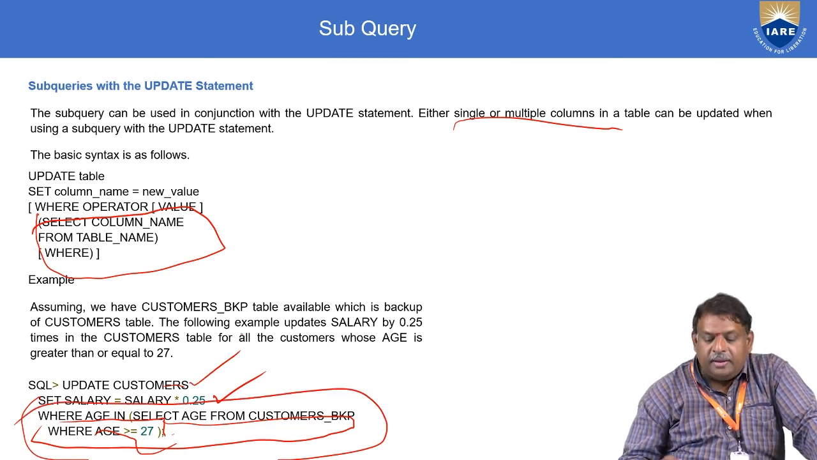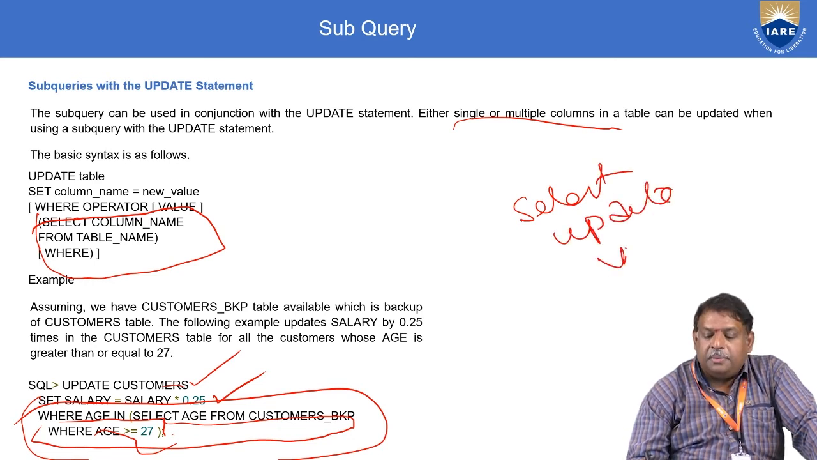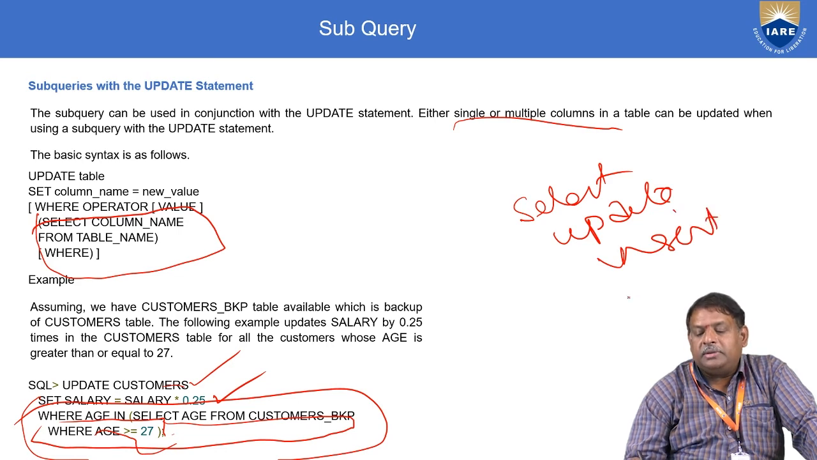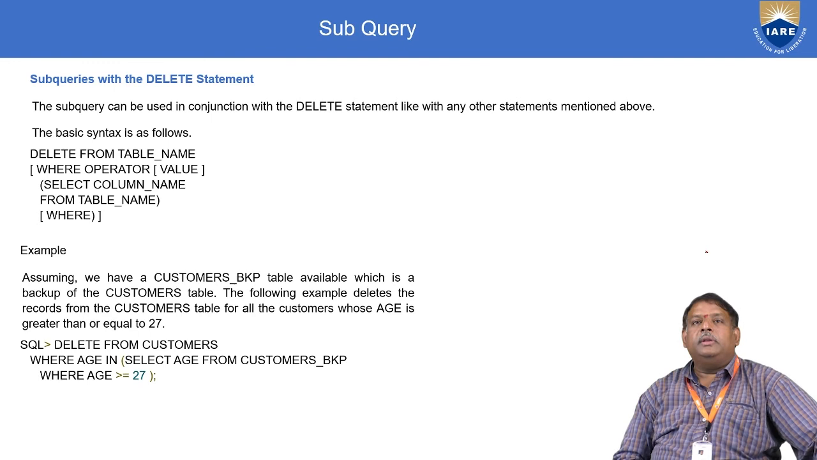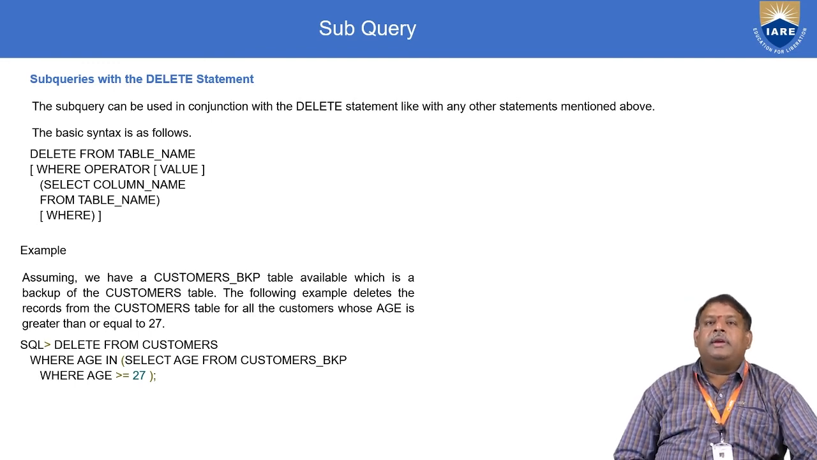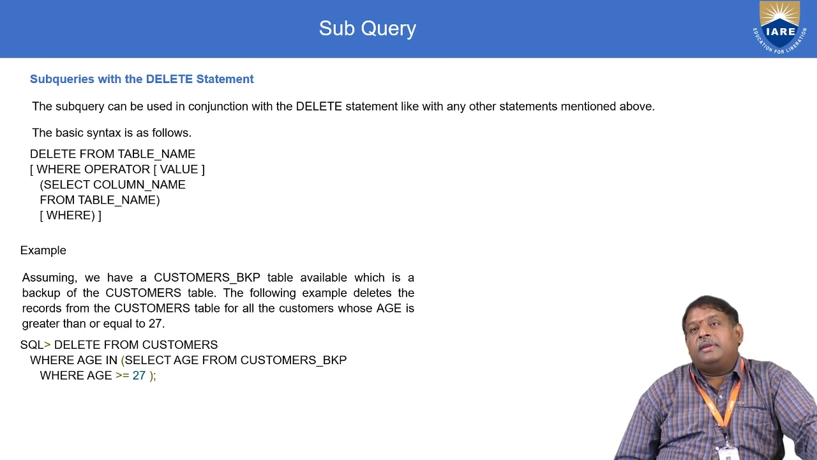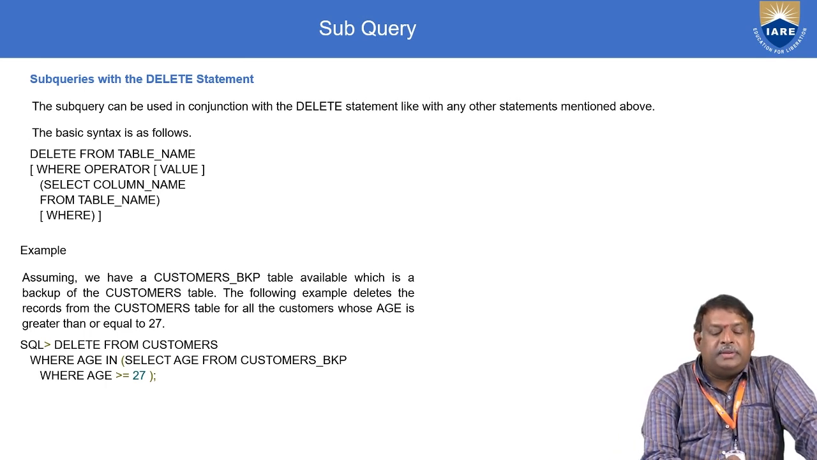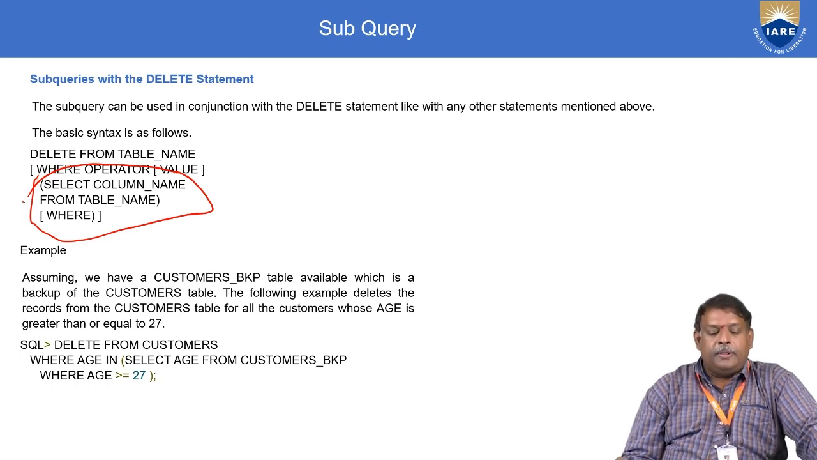As we have seen earlier, we are able to select, we are able to update, or we are able to insert. We can also use delete with subqueries. Using the next example, a subquery with the delete statement. The subquery can be used in conjunction with the delete statement, like any other statement mentioned above. The basic syntax is delete from table name where operator name value is equal to select column name from table name where condition.